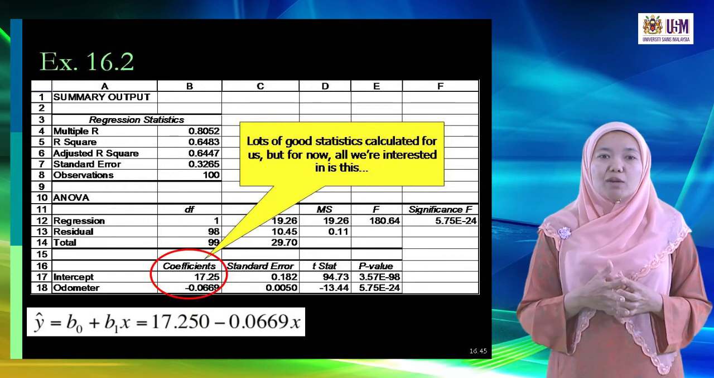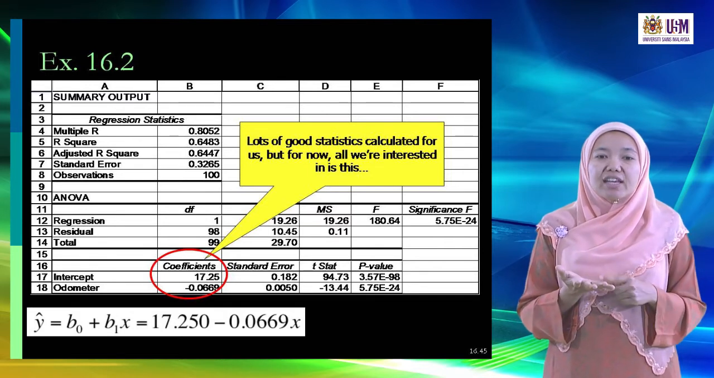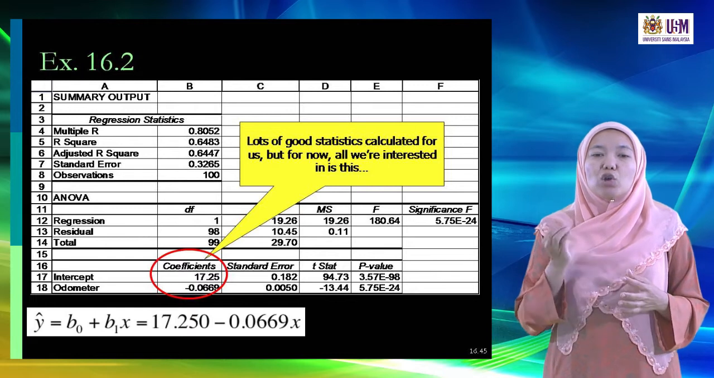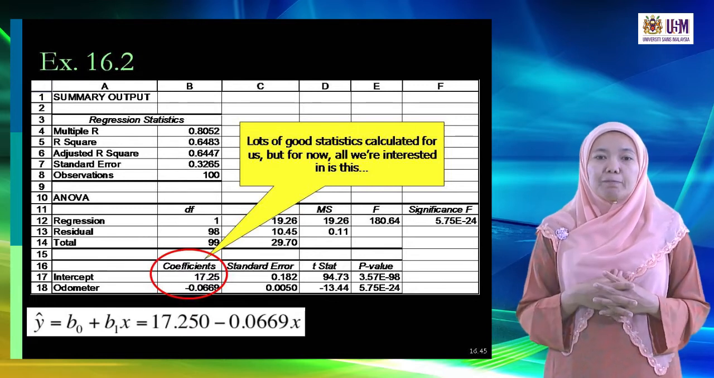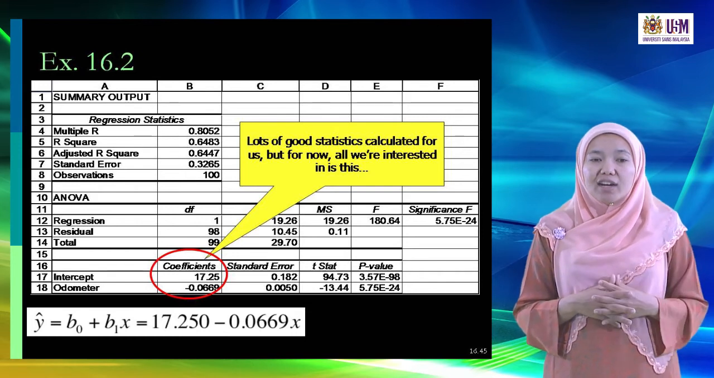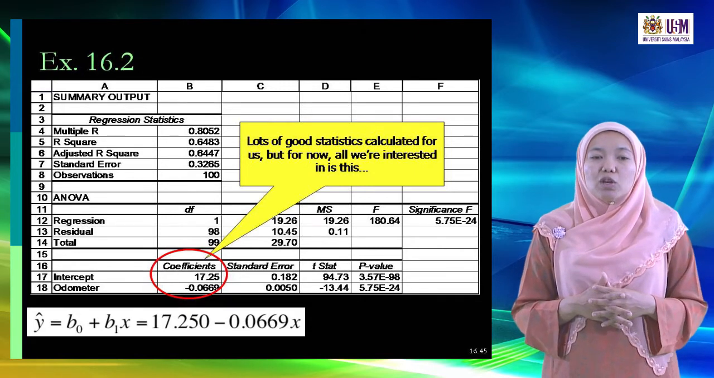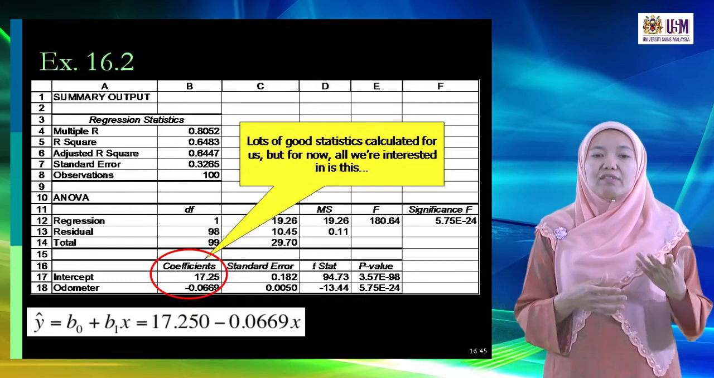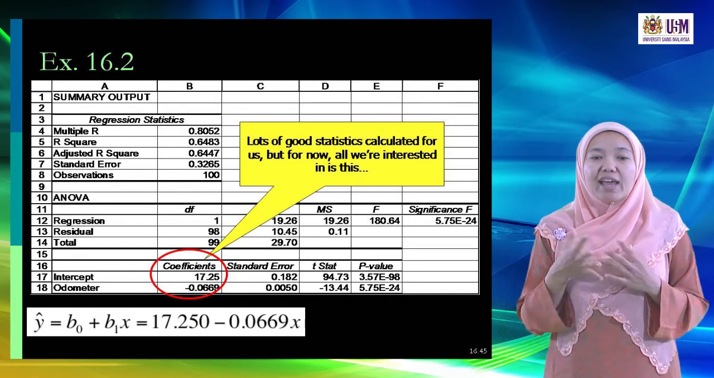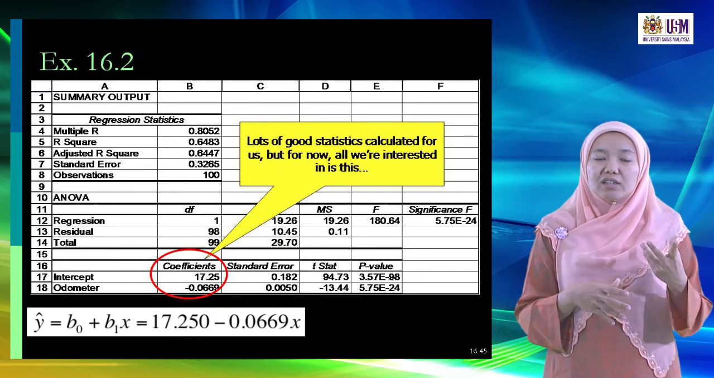In this case, in the summary output, you have most importantly the coefficients. The coefficient for the intercept is given as 17.25, the one that I highlighted in the red circle, and for the odometer reading, the coefficient is negative 0.0669. Based on this result from the tables, you can put it in your equation. Estimated Y equals B0 plus B1X. Remember, in this case, X is the odometer reading. B0, the intercept, is 17.25, and the coefficient for odometer is negative 0.0669, multiplied by X. So this is the regression equation, or regression line, for the odometer readings for the used car dealer.